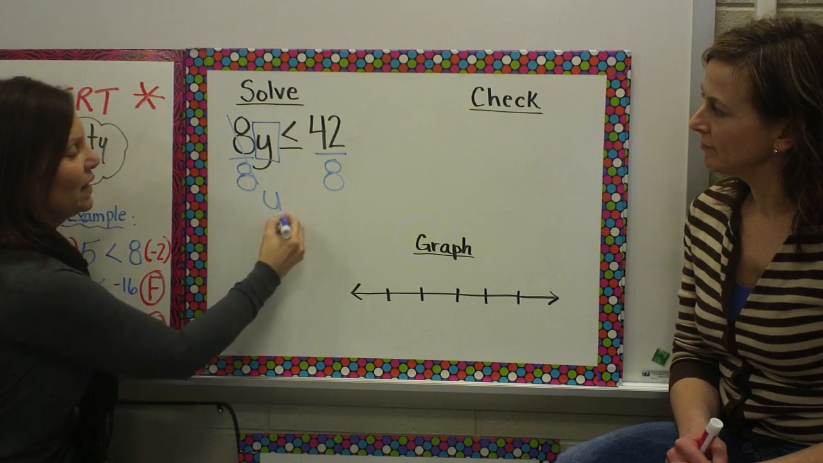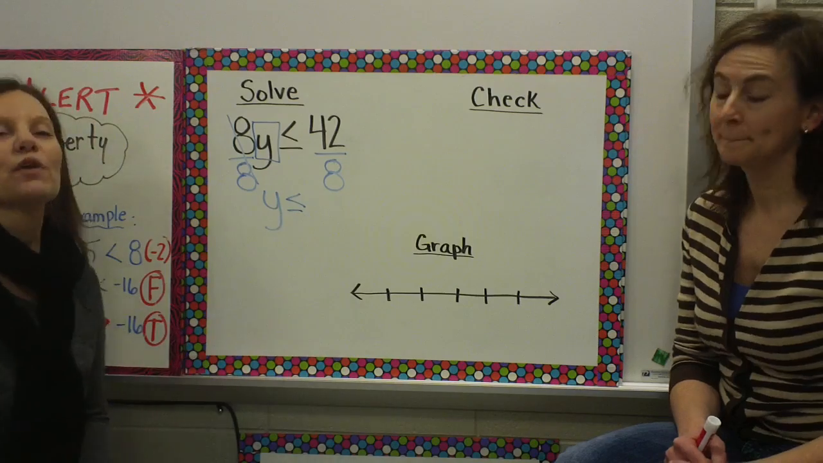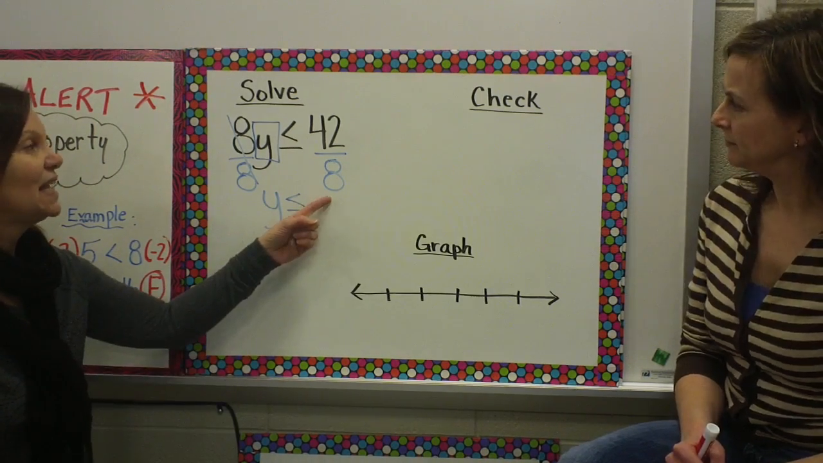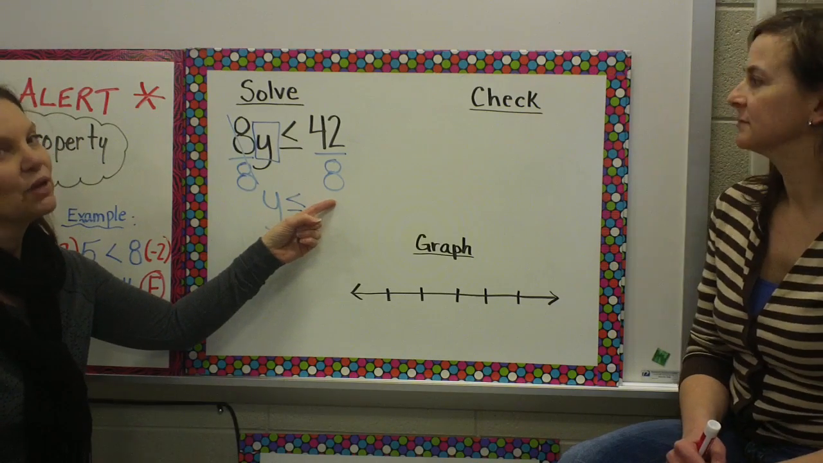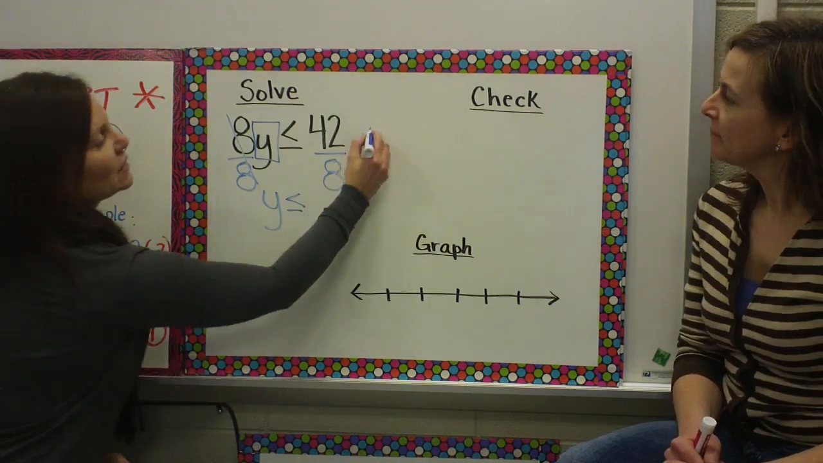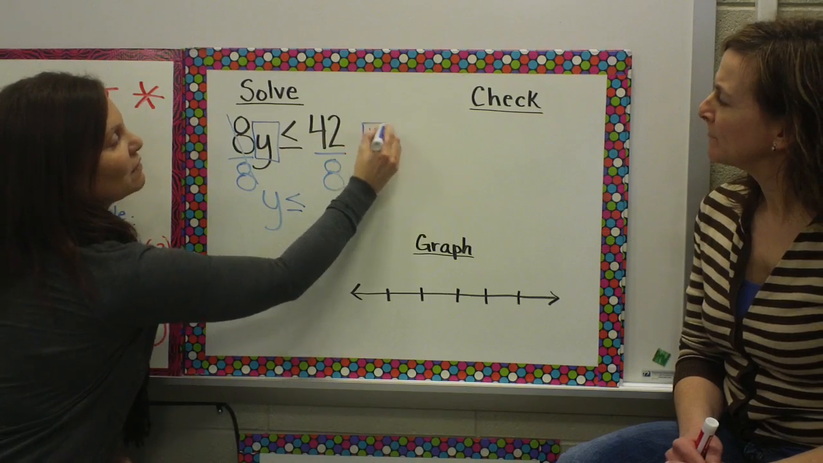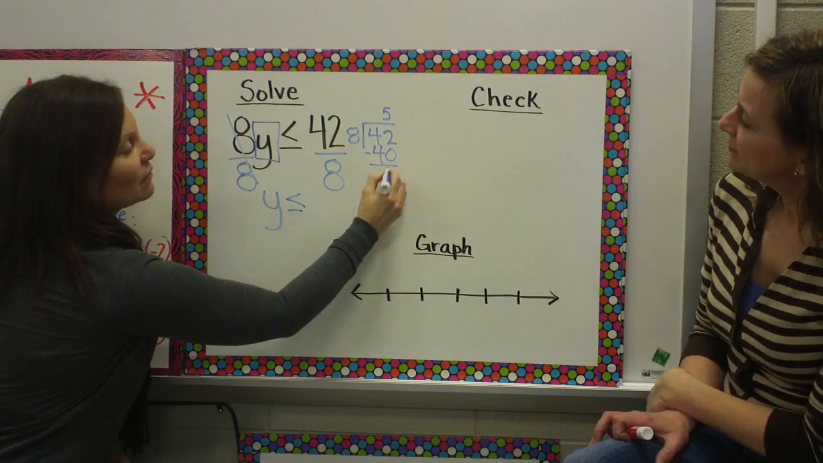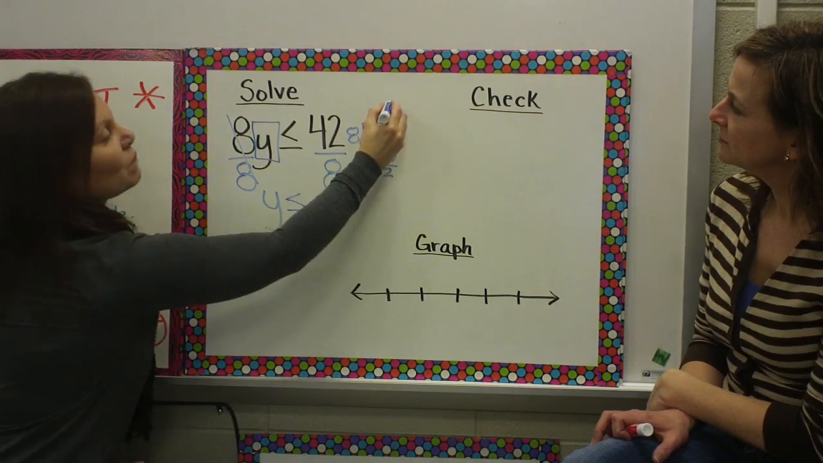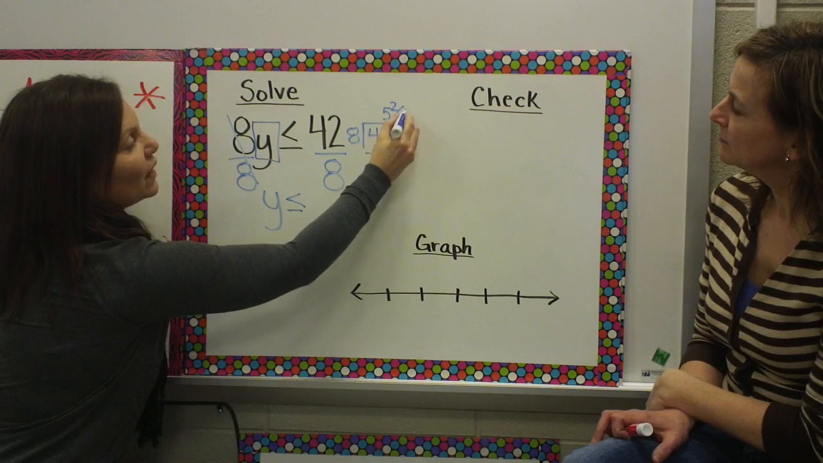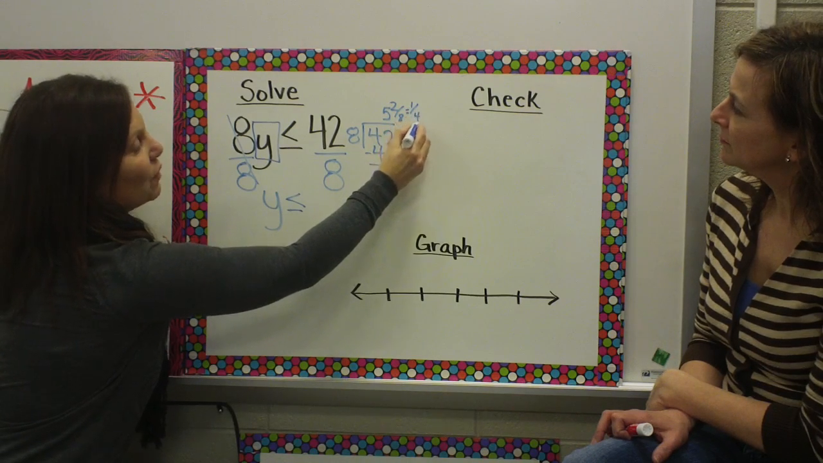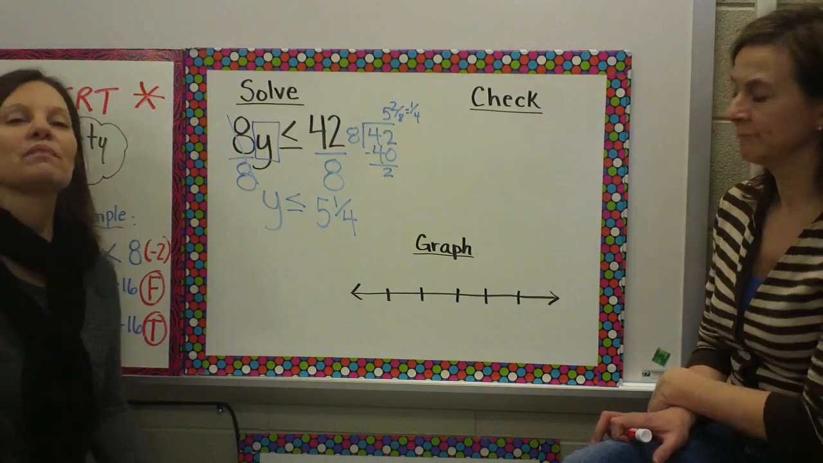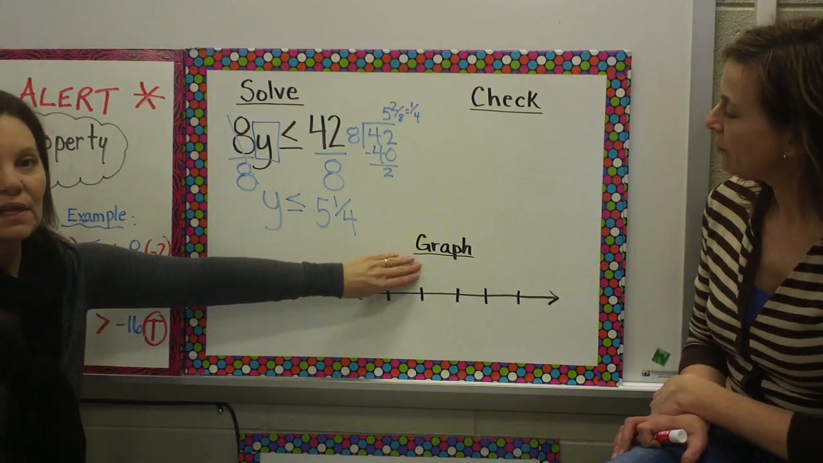Y is therefore remaining. And 42 divided by 8, oh, I'm thinking to myself, 8 times 5 is 40. I am going to have a remainder. So I'm thinking to myself, 42 divided by 8. 8 times 5 is 40, and I do have 2 left over. So that's 2/8, or I can simplify to 1/4. So 5 and 1/4. We're going to graph the set of solutions.